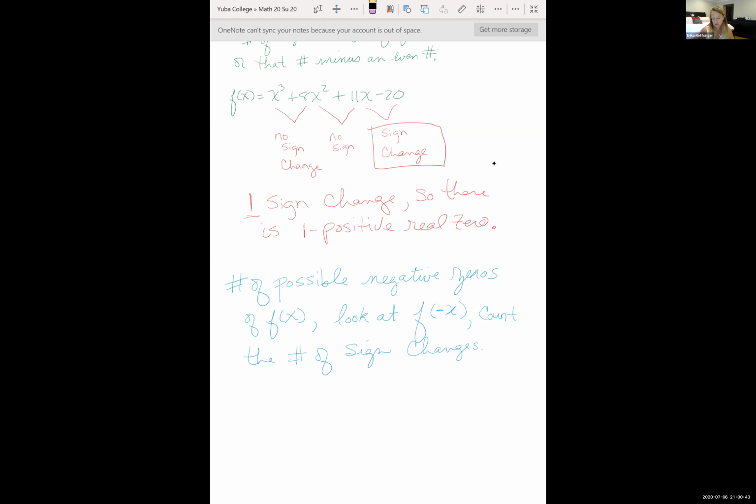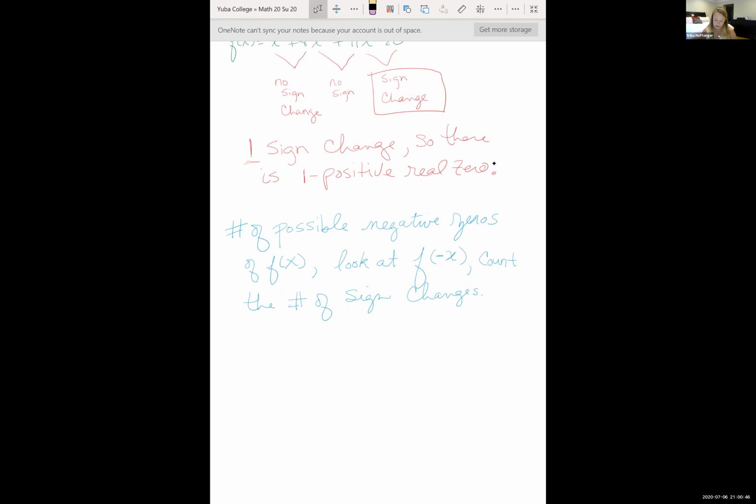And this is going to equal the number of possible zeros or negative zeros. This is the number of possible negative zeros, or this number minus an even number.